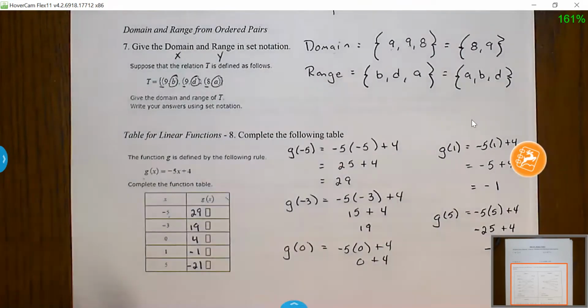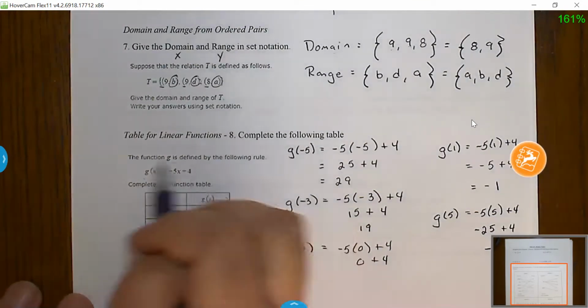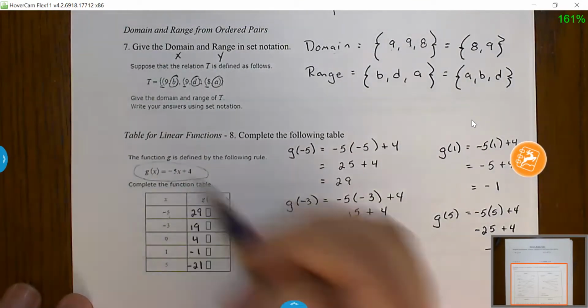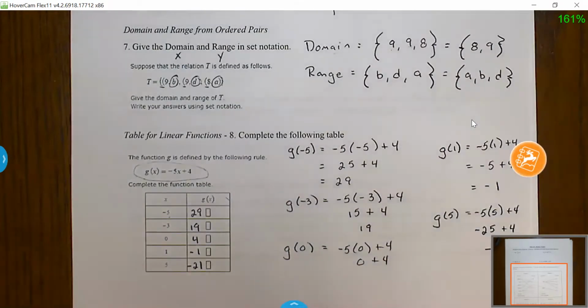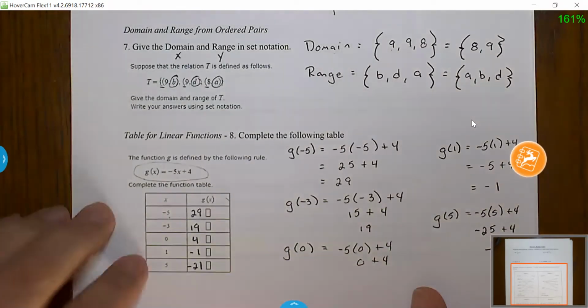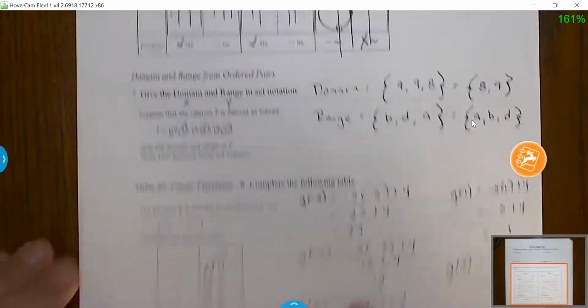All right, all they want you to do is fill in that table based off of this function. So plugging in the x values, getting the y values out. All right, let's go to the next topic.